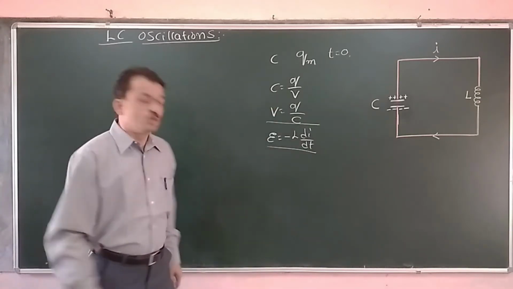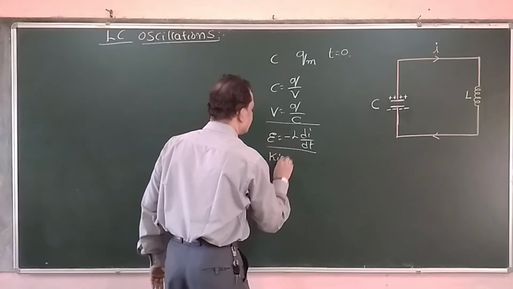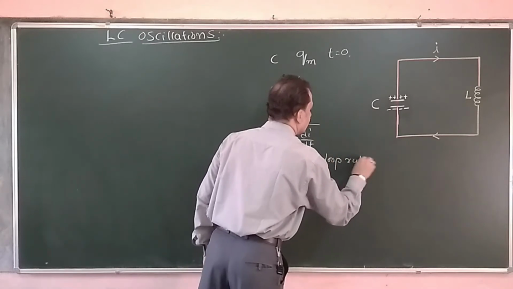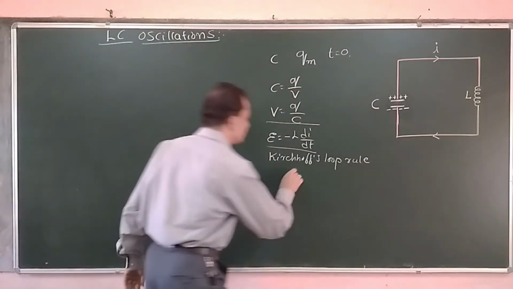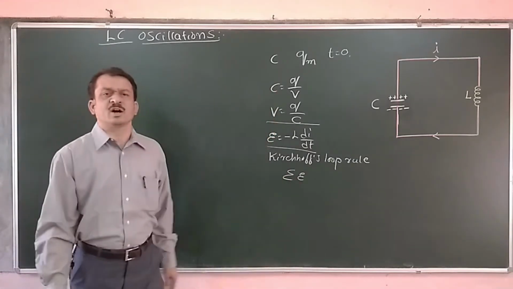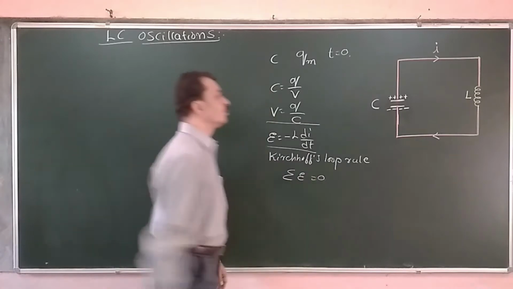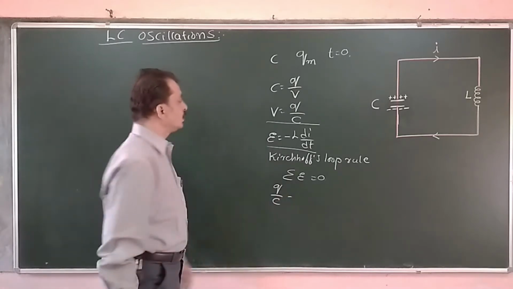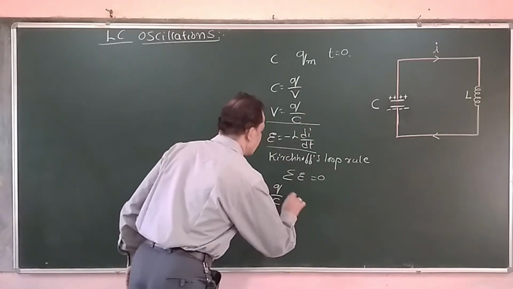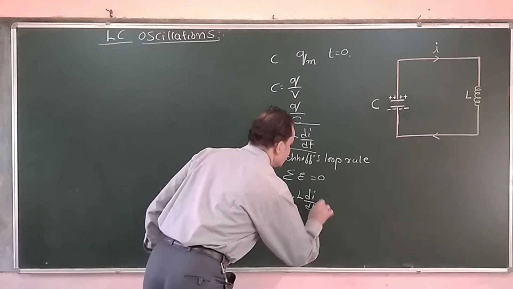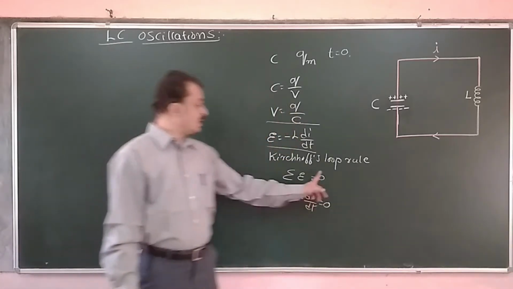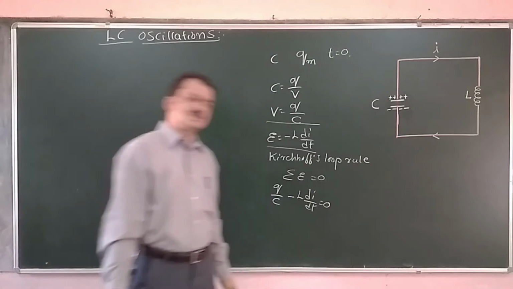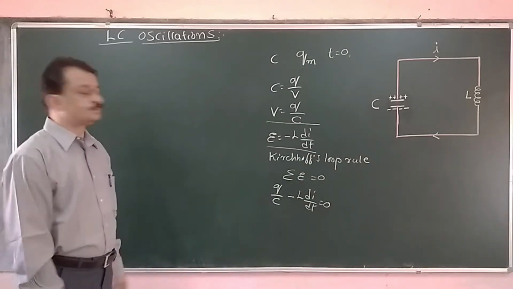Now if you apply Kirchhoff's loop rule to that network, the algebraic sum of the EMFs and IR drops is equal to 0. That is, the voltage across the capacitor Q by C, minus the back EMF, that is minus L into di by dt, is equal to 0. Why is this 0? Since we are not applying any source at all.